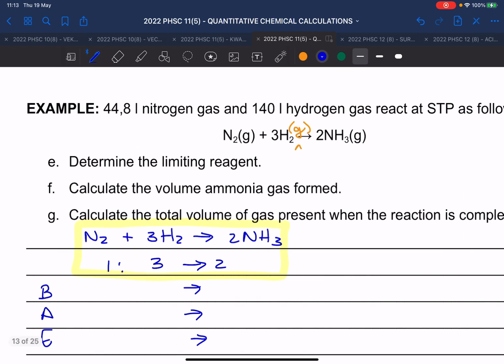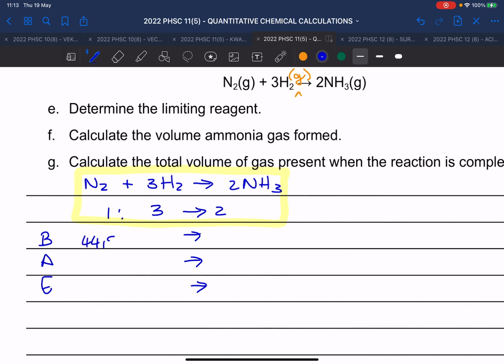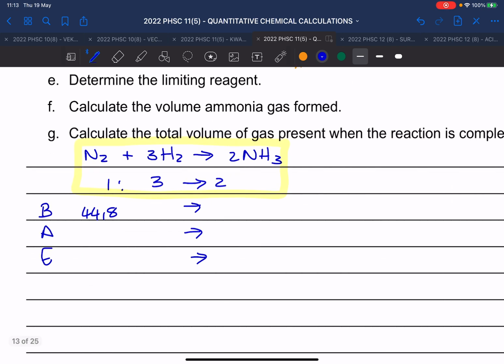Okay, this volume at the beginning was 44.8 liters and this was 140 liters. How much of the product do you have at the beginning? 0. Always 0. Right. Now I can't say that I'm going to use all of this and I'm going to use all of that to get 0 and 0. Okay, I have to find the limiting reagent.